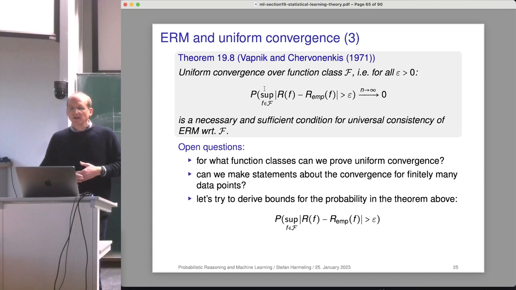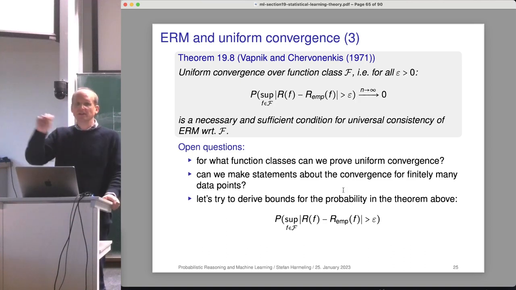So far so good. A couple of questions remain open. For what function classes can we prove uniform convergence? Because if we can prove it, then we know we can apply the ERM induction principle and we will have a good algorithm. And the other question is, of course, what happens for finitely many data points? Can we say something about how fast this is going to zero for finitely many data points?